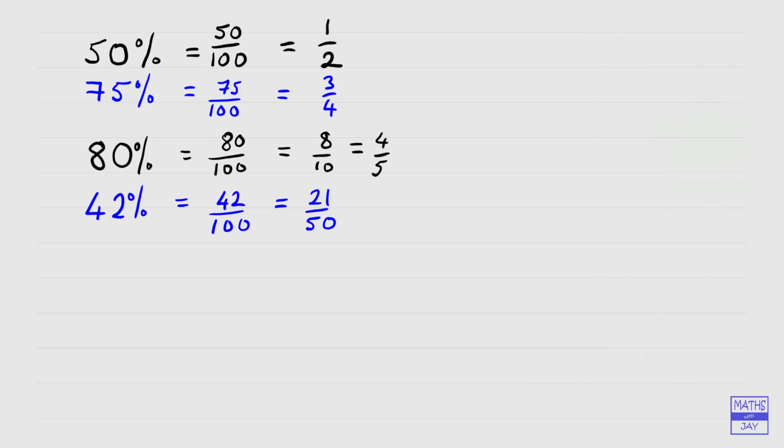How about 33%? Well, that's 33 over 100. And a really common mistake with this percentage is for people to say that it's equal to a third. Now, one way of showing that it isn't is to use the verify key on the calculator.